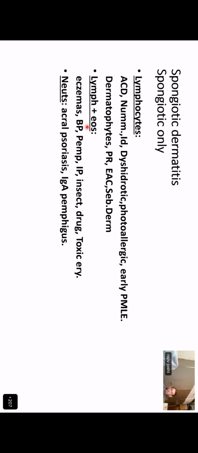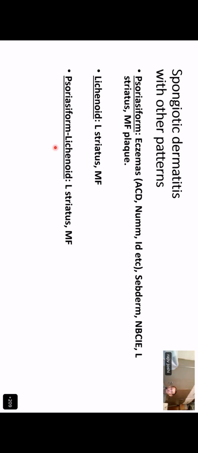If you have lymphocytes plus eosinophils, the differential diagnosis still includes eczemas, but now it also includes bullous pemphigoid, pemphigus vulgaris, incontinentia pigmenti, insect bite reactions, drug eruptions, and a condition known as toxic erythema of infancy. This occurs only in infants. And if you have neutrophils, then you start thinking in terms of IgA pemphigus and acral psoriasis.